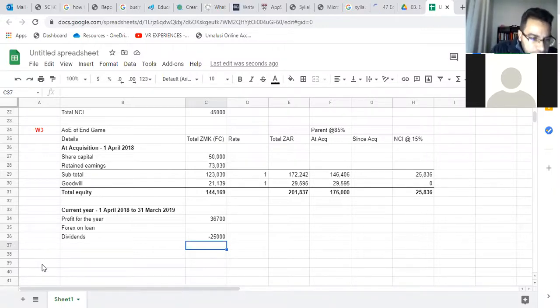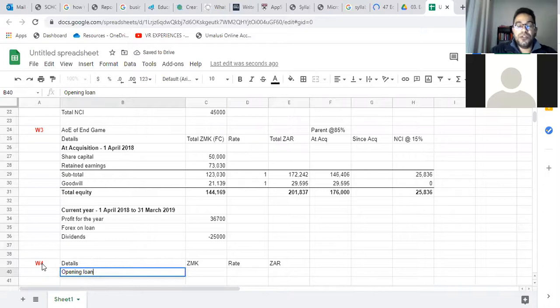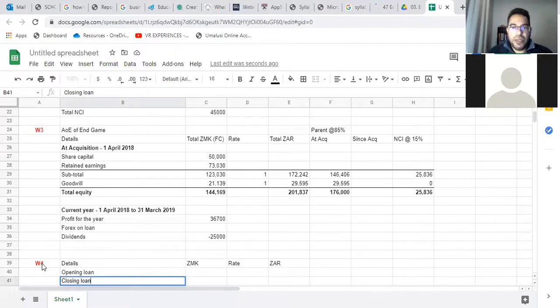So here we're going to have working for, we're going to have details, then ZMK, rate, and then ZAR. Okay, so what's going to happen over here? We're going to say opening loan. There were no changes, so the only other balance would be closing loan. There's no interest, no repayment, no additional loan, so we can simply say opening loan, closing loan.